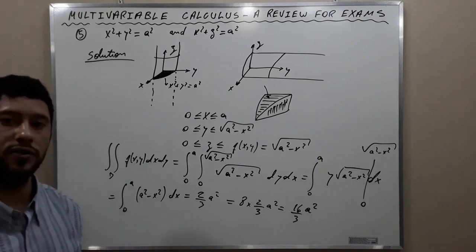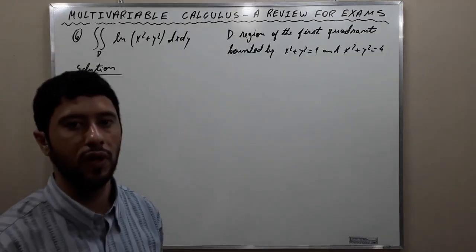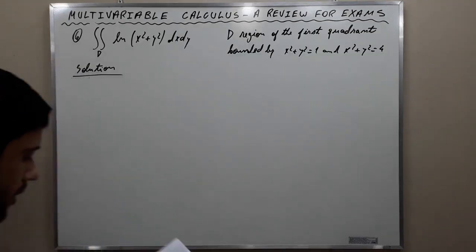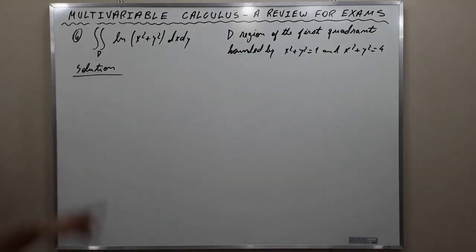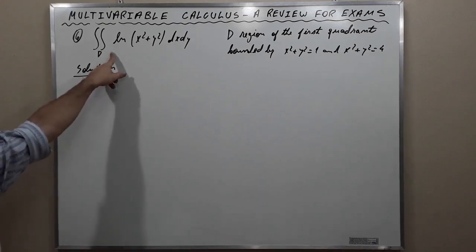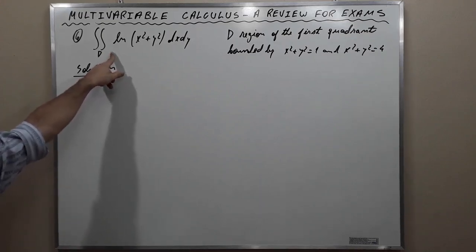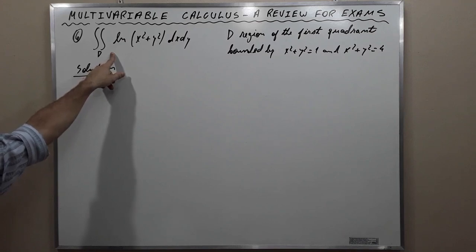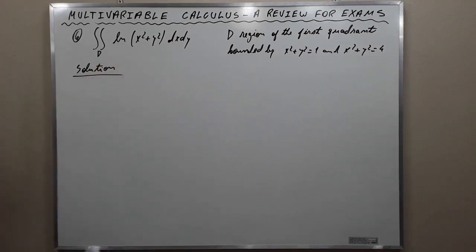Let's go to exercise 6 now. Exercise 6. Calculate the integral of this function here, ln of x squared plus y squared dx dy over D, where D is the region of the first quadrant, bounded by x squared plus y squared equal to 1 and x squared plus y squared equal to 4.